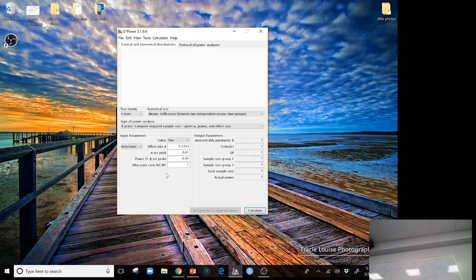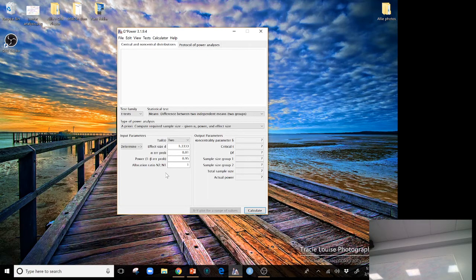So if we have two groups, I will tell you, the most powerful design is if the two groups are the same size. So what ratio would that be? One for you, one for me. It's a ratio of 1 to 1 or just the number 1. So that's what the default is. That's the most powerful design. If you can get away with it, I would plan that.